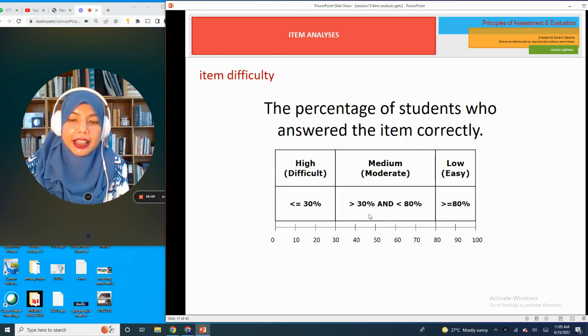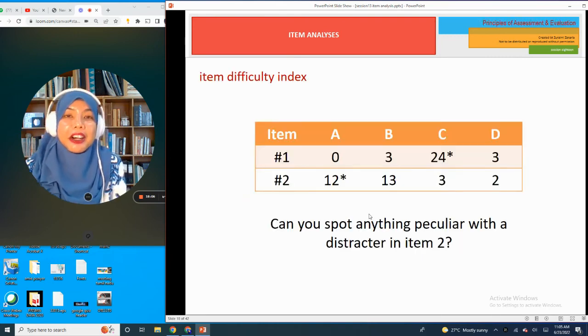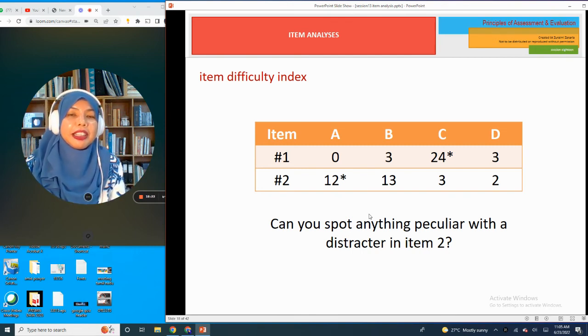Okay, I think that's about it. That basically covers what item difficulty is. We've looked at the rationale behind calculating item difficulty. We've looked at the formula and also the range of easy, moderate, and difficult items. And we have done a bit of exercises in calculating item difficulty indices.